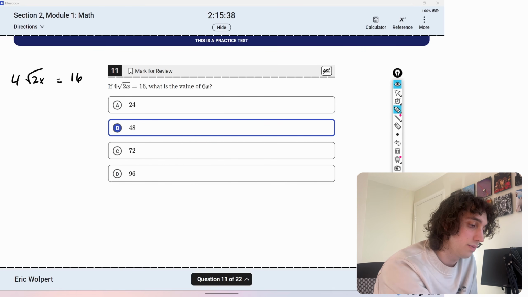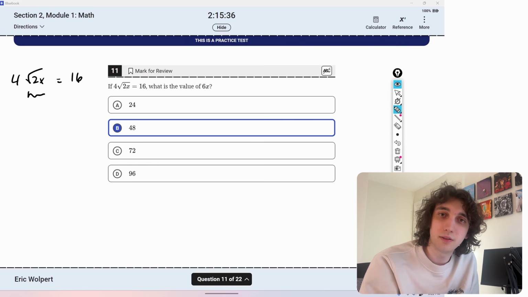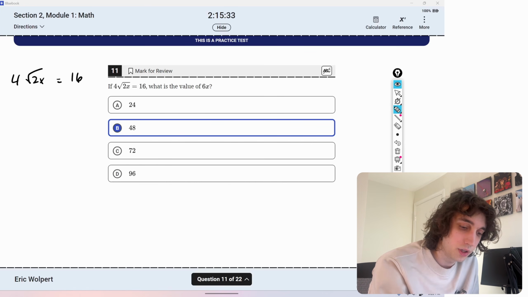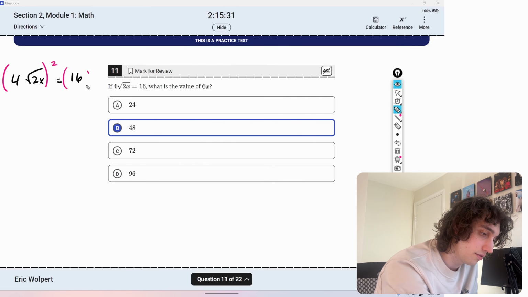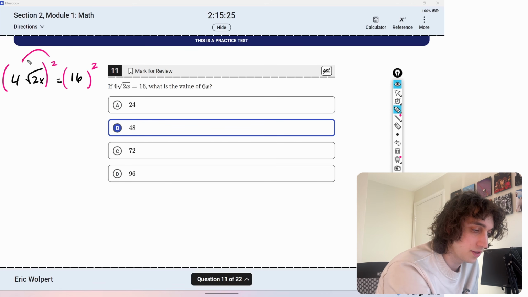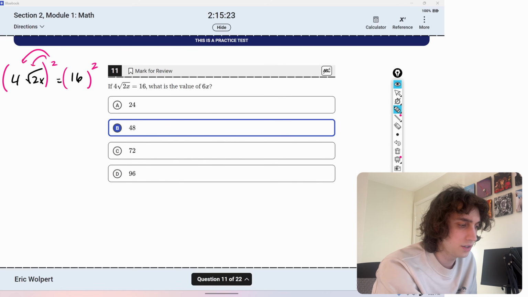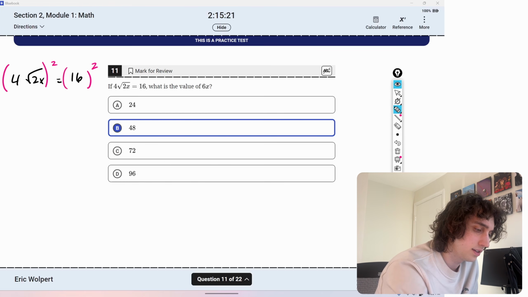But the big problem is that our x's are under a radical and we don't want them to be. So what we can do, whenever you have a radical you're trying to get rid of, you can square both sides. When you square two terms multiplied together, you can think about that as like distributing the two. The way you should understand this is imagine you had 2 times 3 squared, right?